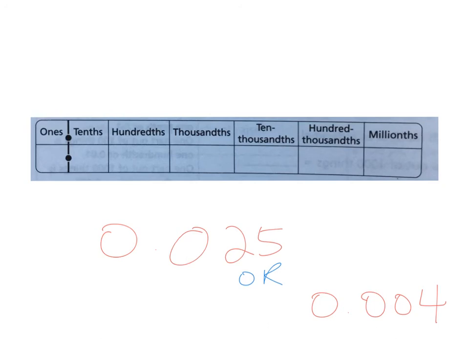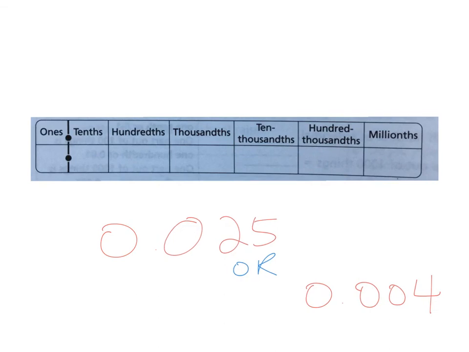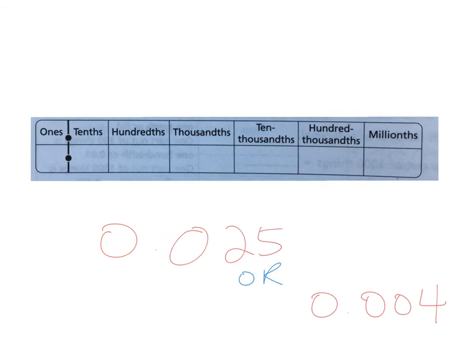Can you please pause it right now and tell me which decimal is larger? 0.025 or 0.004? If you use your place value chart, we can plot it right in there. Let's write small so we can fit both of them in there. 0.025, so we know that there are 25 thousandths, or 0.004. How would we know which one's larger?